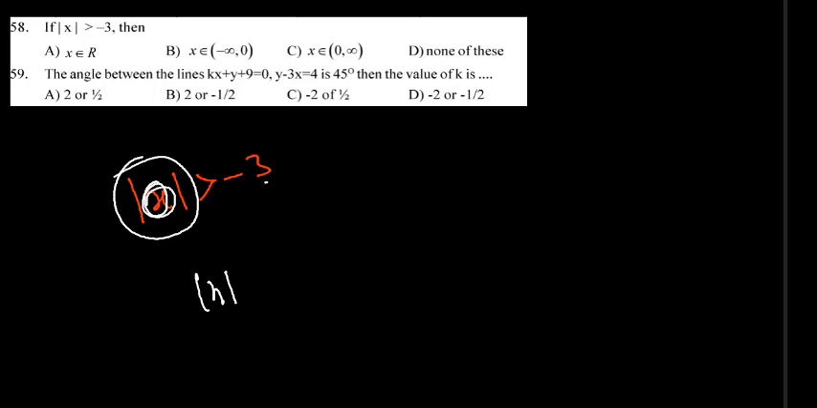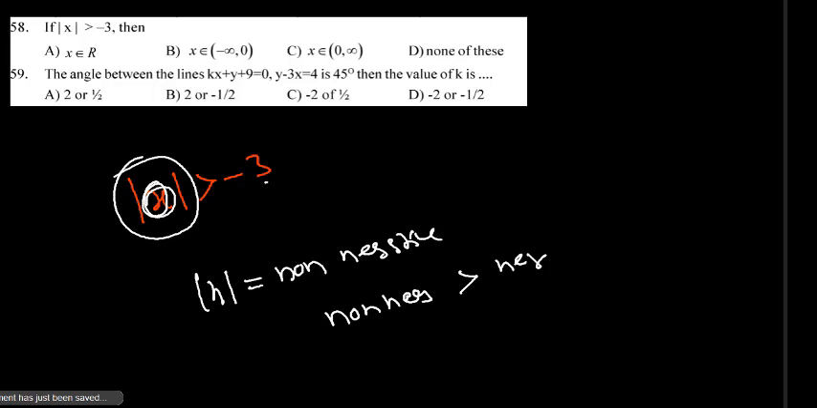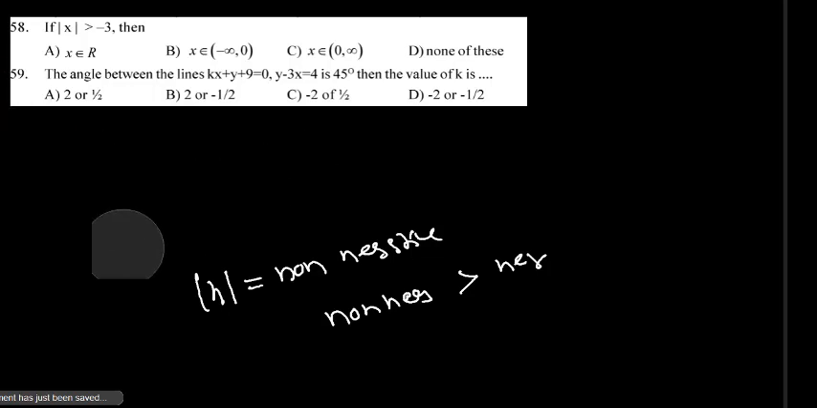The next question, friends. Modulus of x greater than minus 3. This is a non-negative number, it is greater than a negative number, it happens for all real numbers. Irrespective of x, mod of x is non-negative. Non-negative is greater than negative. What does that mean? It is always positive, that's why all real numbers. So for all real numbers, the above inequality is true, that's why I can say x belongs to R, option A.